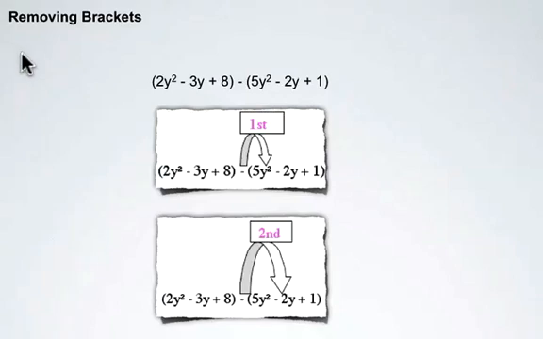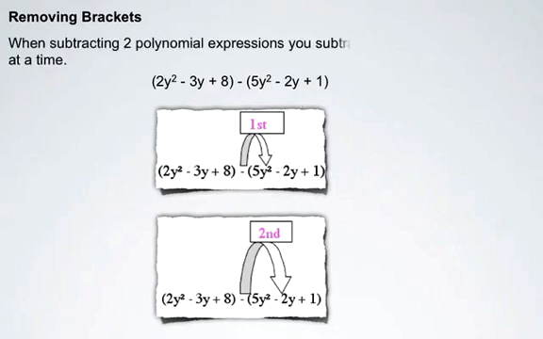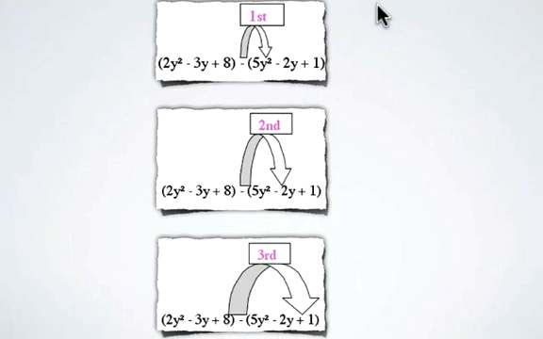So now that we've looked at two examples that had a positive in between our two brackets, now we're going to look at an example where we're subtracting two polynomials. So in this case we have a trinomial and we're going to subtract another trinomial. So when subtracting two polynomial expressions, you have to subtract each term individually one at a time. So we're going to have a first subtraction, a second one, and a third one.